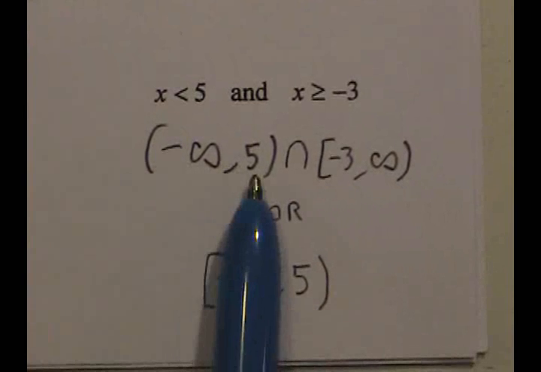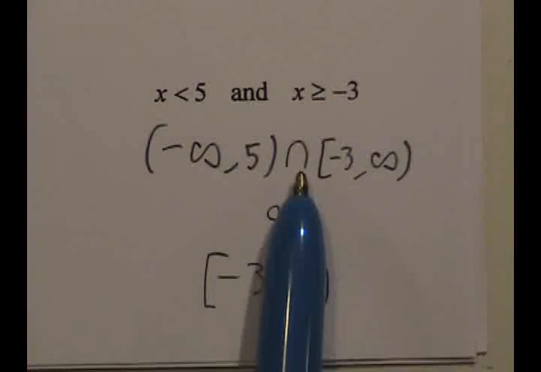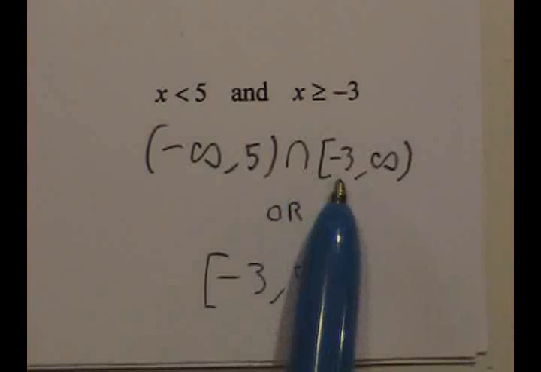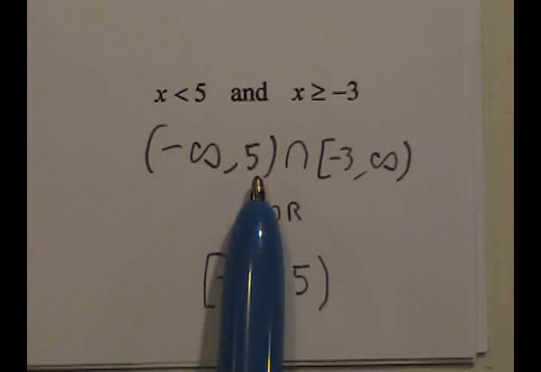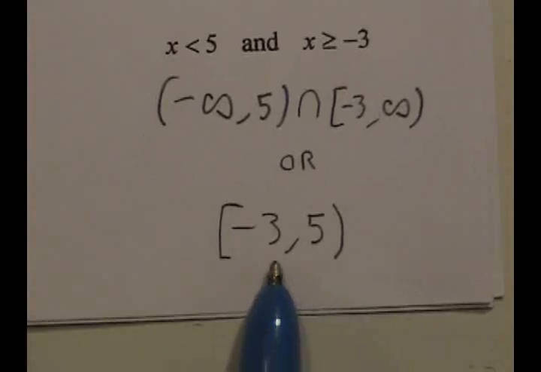This means and. But what that means is all the numbers that are greater than -3 and at the same time less than 5. So the way to write that is really like this. I only need one for it.